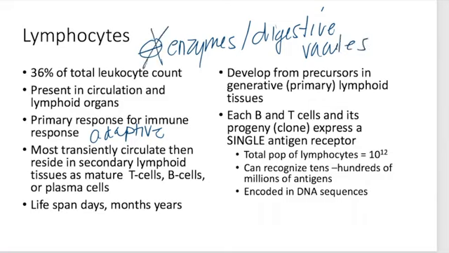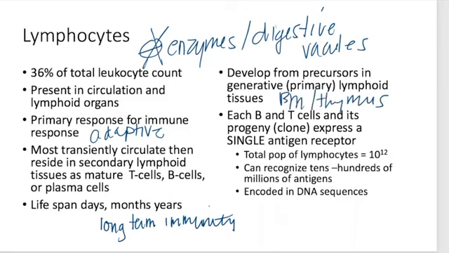The span of the life of a lymphocyte is days, months, years. This is what gives us our long-term immunity. They develop from precursors in primary lymphoid tissues, either the bone marrow or the thymus. We get B and T cells and their progeny. We get clones, and they express a single antigen receptor.